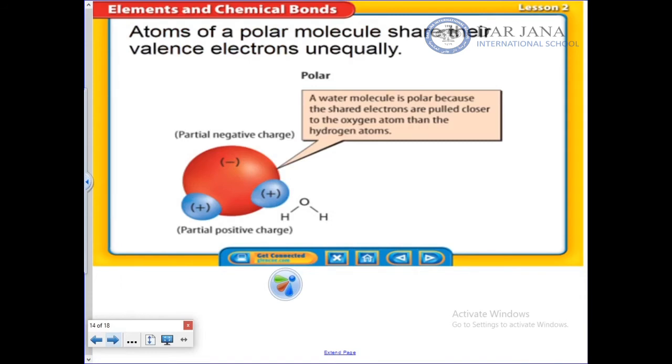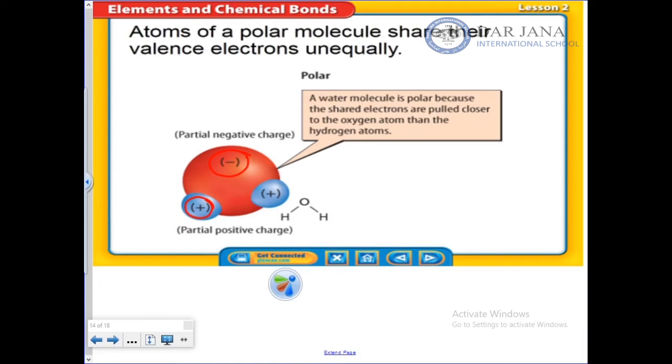Let's look here at this example. We have oxygen, the red one, and the hydrogen atoms are the blue one. As you can notice, oxygen has a negative sign while hydrogen has a positive sign here. Why, guys? A water molecule is considered polar because the shared electrons are pulled closer to the oxygen atom.